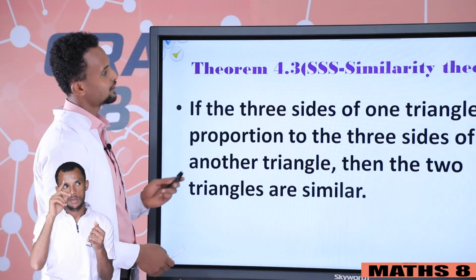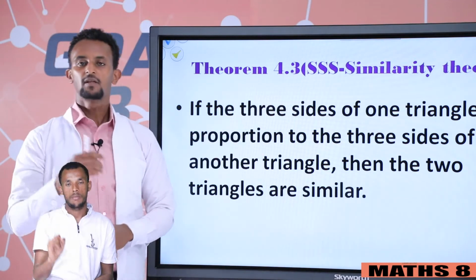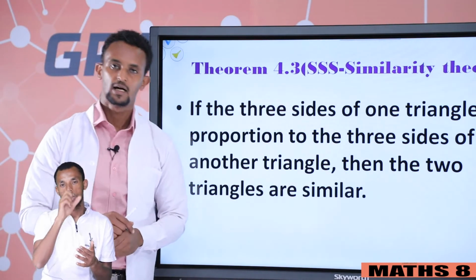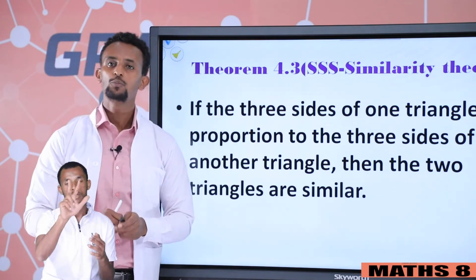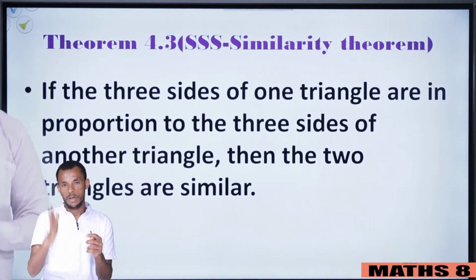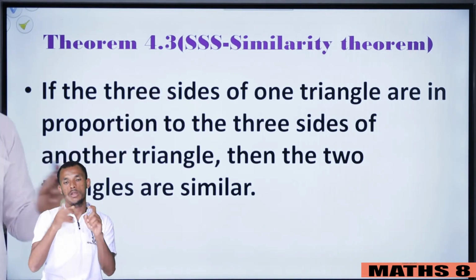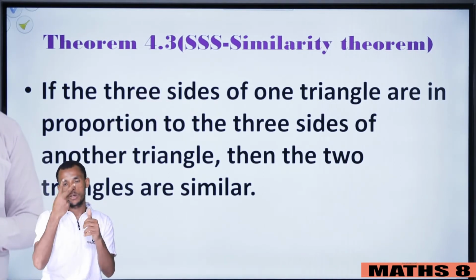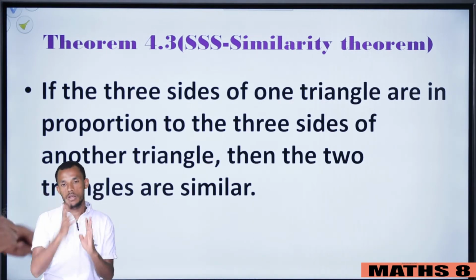Let's see the last theorem. It is the side-side-side similarity theorem. In the case of the side-side-side similarity theorem, the three sides of the first triangle have to be proportional to the three sides of the second triangle. So without checking their angles, simply by checking the proportionality of their sides, we can say the two triangles are similar. Let's see an example of this.